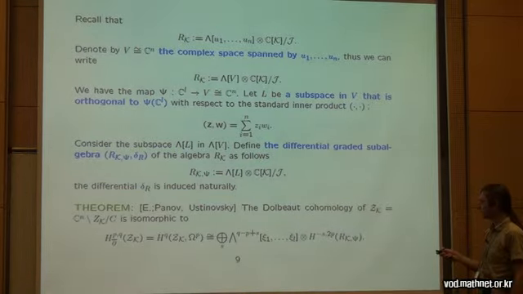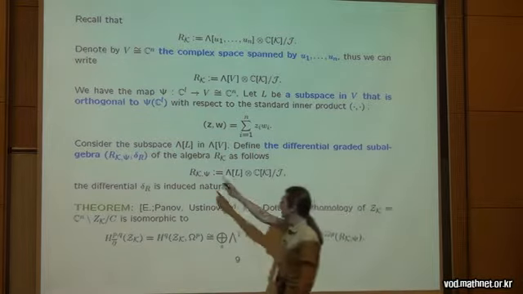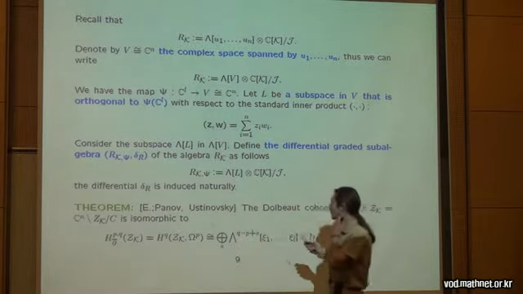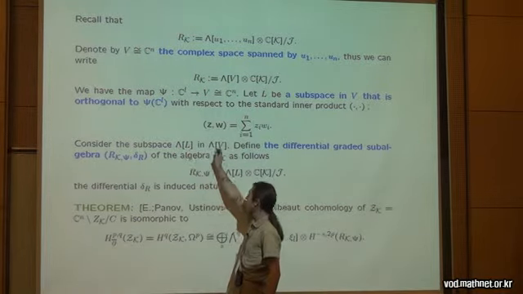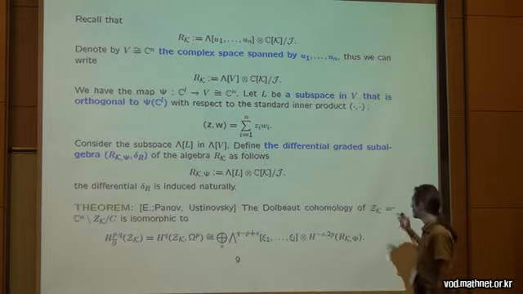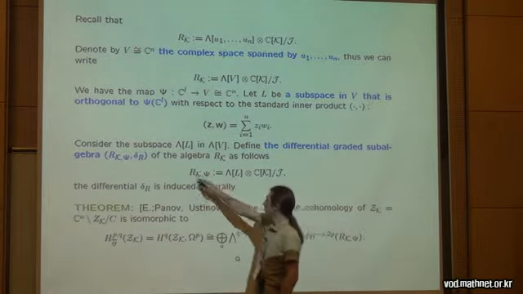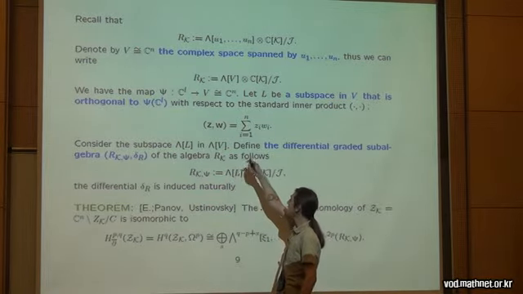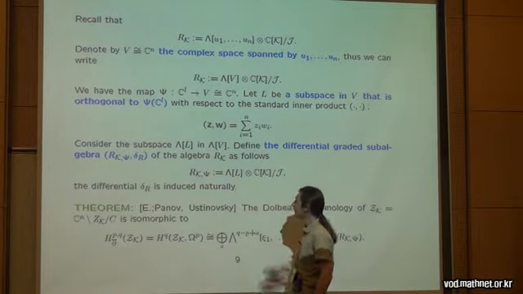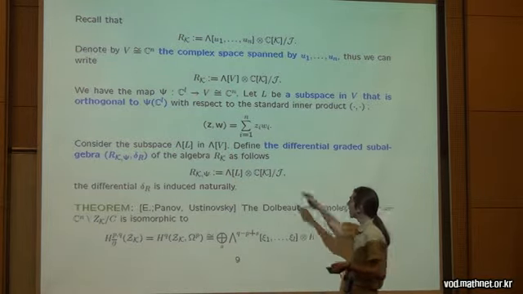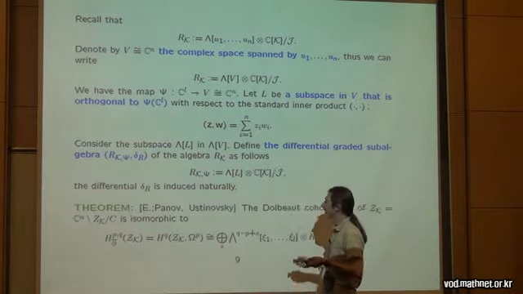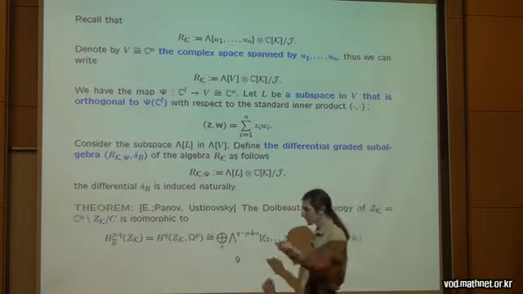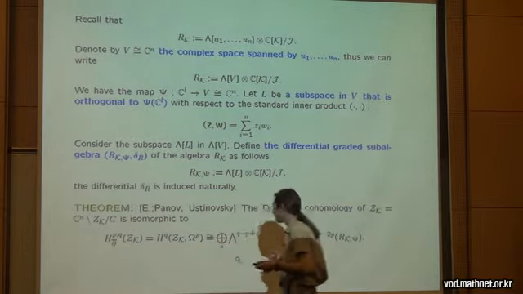So we have the exterior subalgebra Λ(L) in Λ(V) in the usual way, because L is a subspace of V. And we can define a new differential graded algebra in the following fashion. It's actually like this, but we change Λ(V) by Λ(L). It is a subalgebra of R_K, and we have a bigrading, and the differential is induced in the natural way.